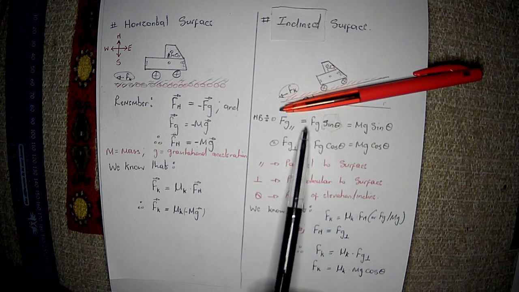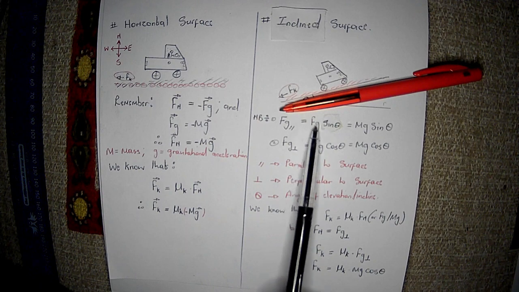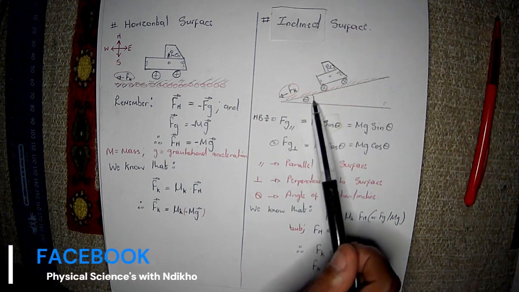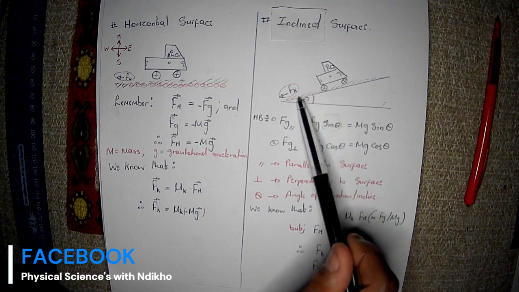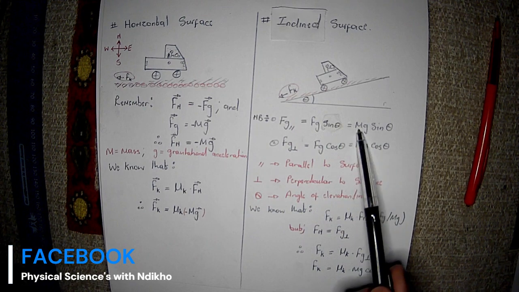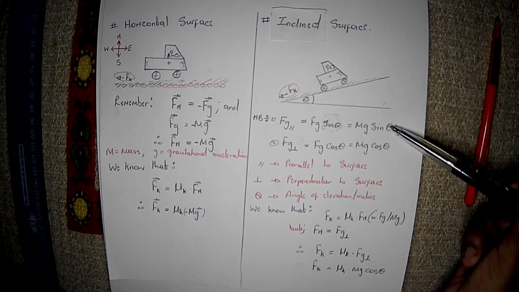And we know that that calculation would be force of gravity multiplied by the sine theta. The theta is this angle over here, the angle of elevation. And we know that force of gravity is the same as mass multiplied by gravitational acceleration, and in this case, multiplied by the sine of theta.